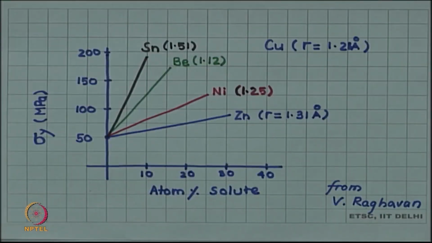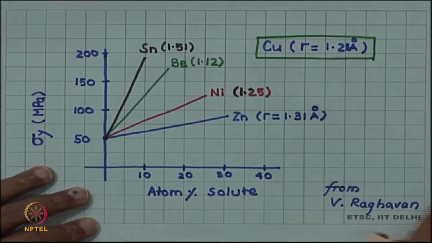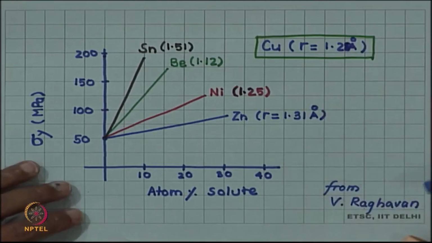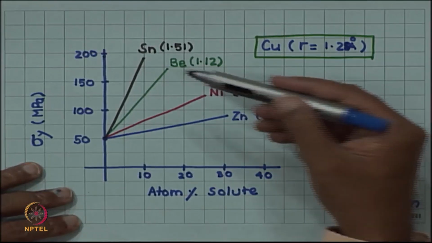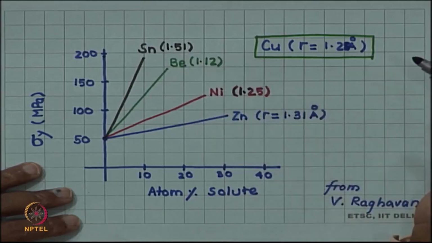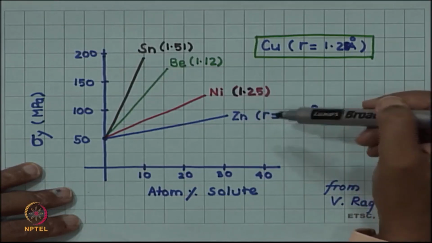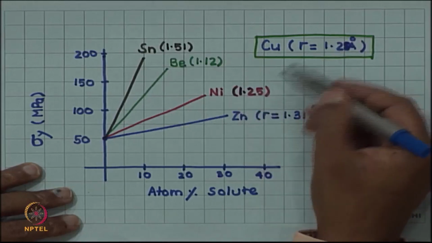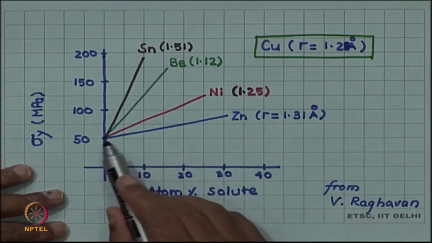Let us look at this example. The base element is copper, and the radius of the copper atom is 1.28 angstrom. We use as substitutional solutes different elements: zinc, nickel, beryllium and tin, and they have their own radii. You can see nickel and zinc both have radii close to the radius of copper. Since their radii are matching, the strain created by them is small, so the effective straining is less.